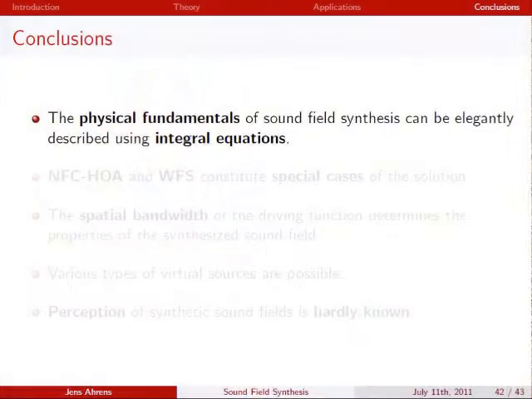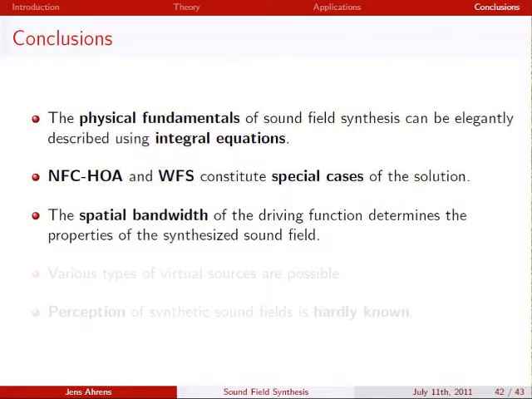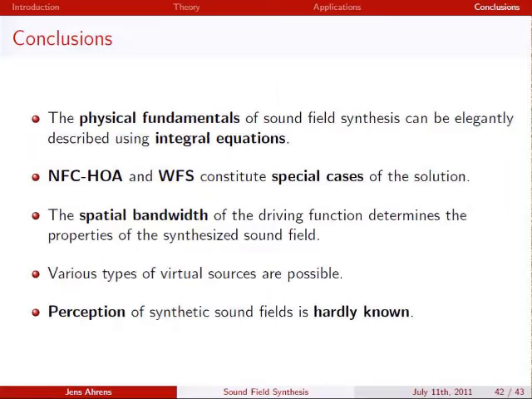So, I finally conclude. The physical fundamentals of sound field synthesis can elegantly be described using integral equations. Then we have identified Ambisonics and wave field synthesis as two special cases of the solution. The spatial bandwidth is essential in terms of the properties of the synthesized sound field. Remember the different structures of the wavefronts. Then I showed that various types of virtual sources are possible: moving sources, sources with directivity, focused sources, and the like. The only problem is that the perception of synthetic sound fields is hardly known.